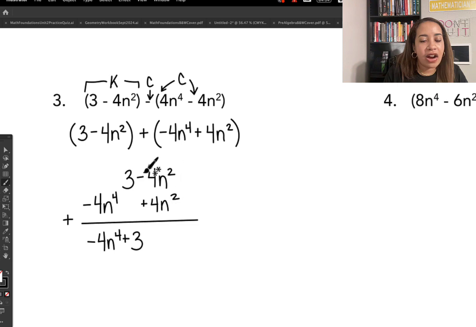Finally, as I look at our n squared, I notice that negative 4 plus 4 gives me 0. So you could write it like this, 0n squared, but this whole thing just means 0. 0 times anything at all will always equal 0. This really can disappear in our final answer since it means 0. My final answer will just be negative 4n to the 4th power plus 3.